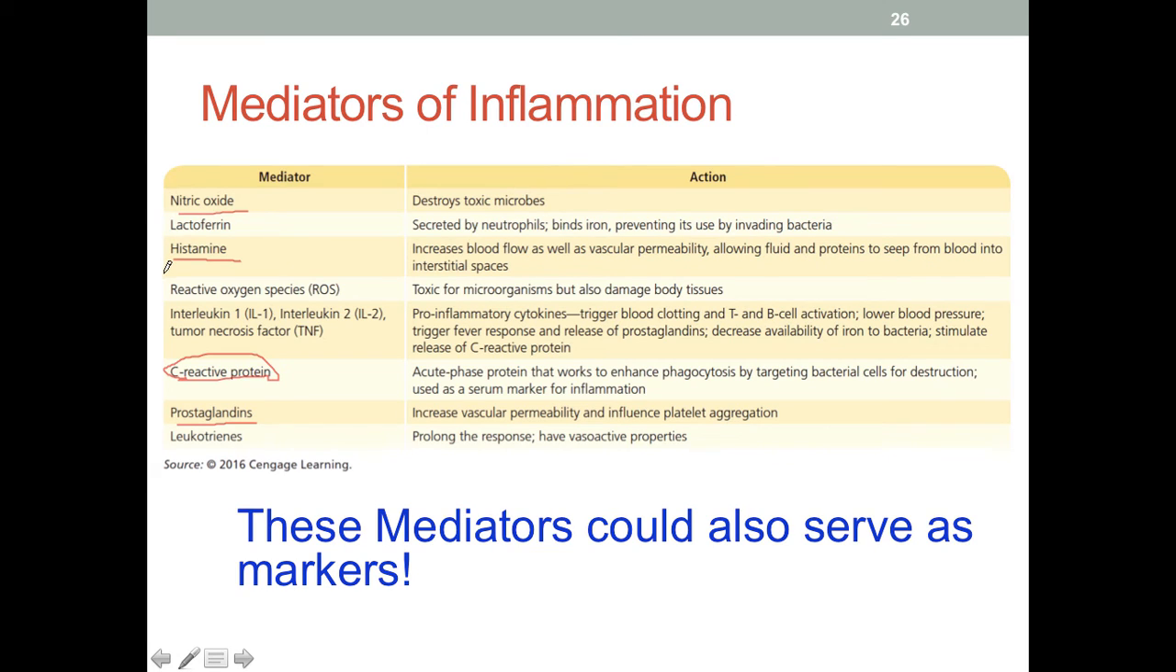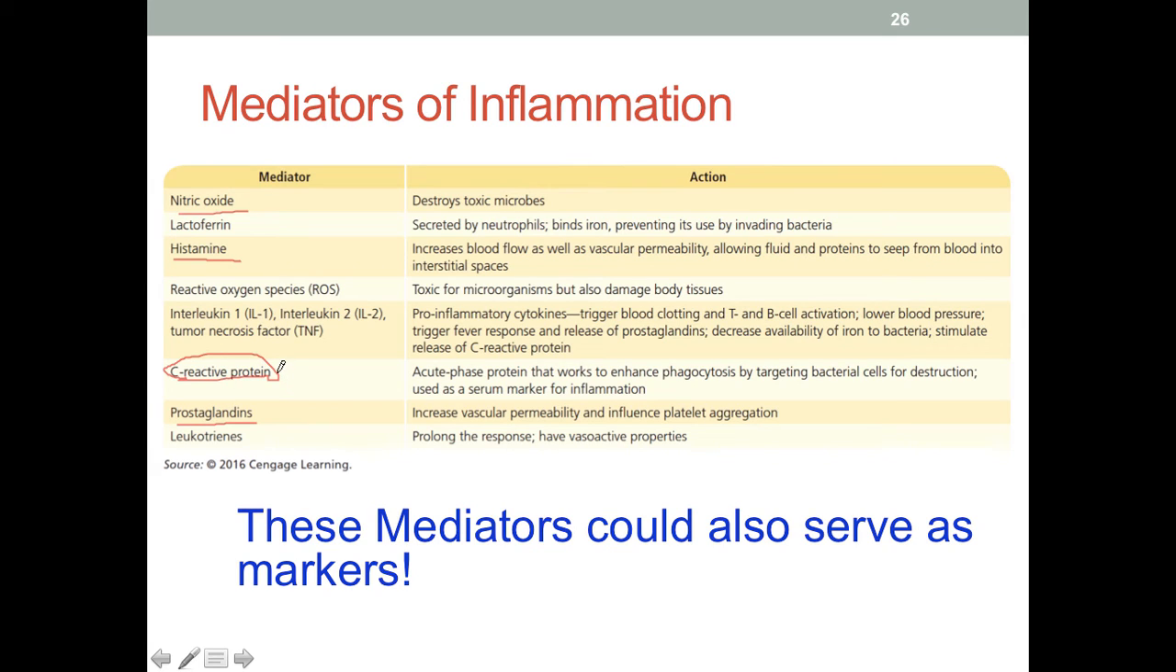Please pay attention to all of these mediators. They can be easily measured by taking blood samples, and therefore these mediators can also serve as markers for what's going on in the system.